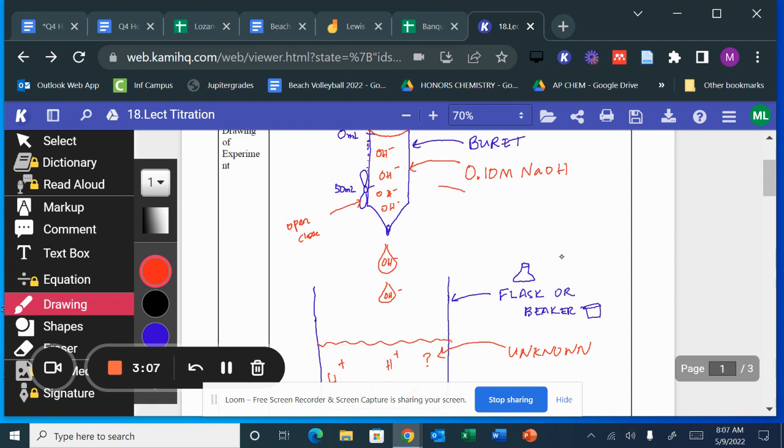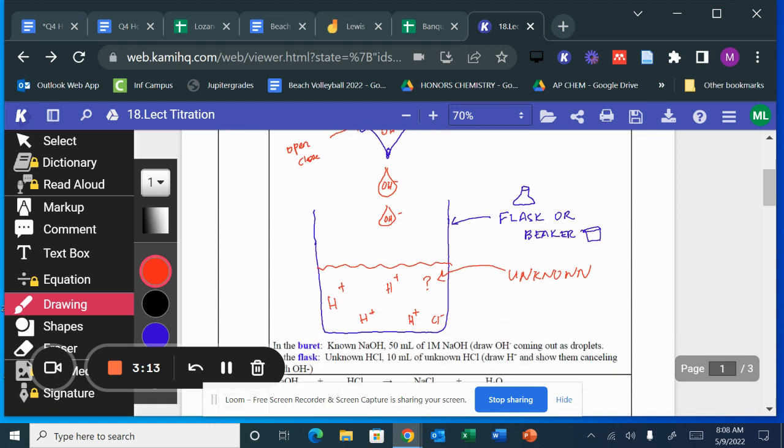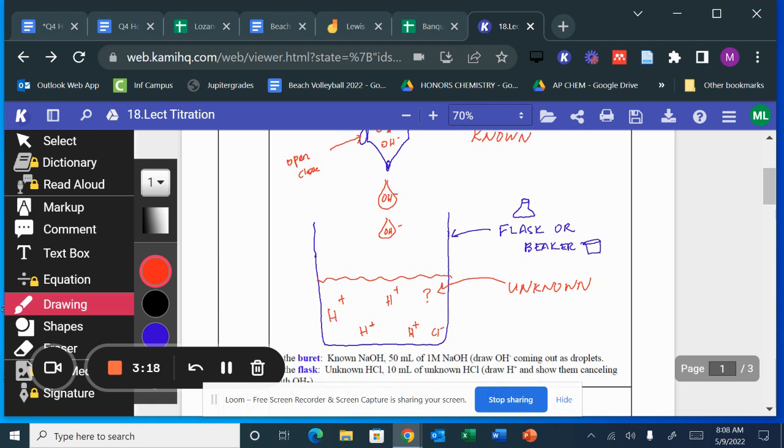In this solution is your known. Because you know what the molarity is and you know how much you're adding. Here you don't know. Okay, but you know it's an acid, so it's HCl, but you don't know what the molarity is.